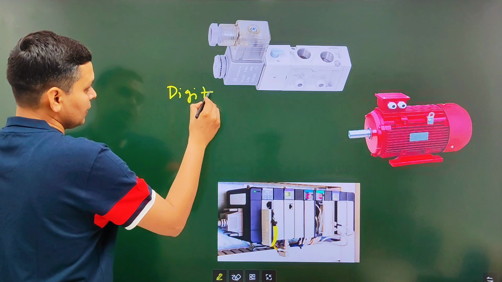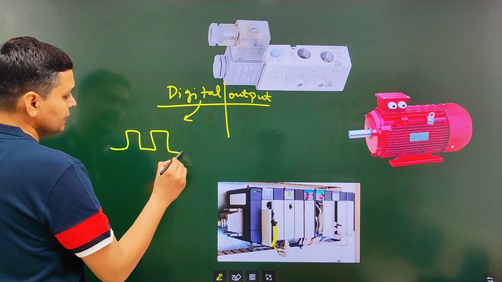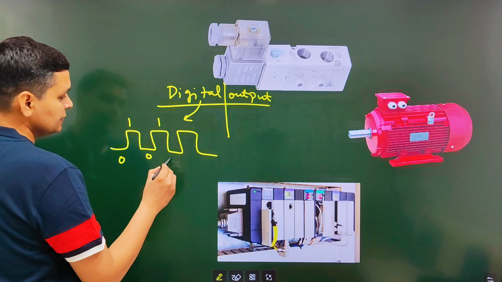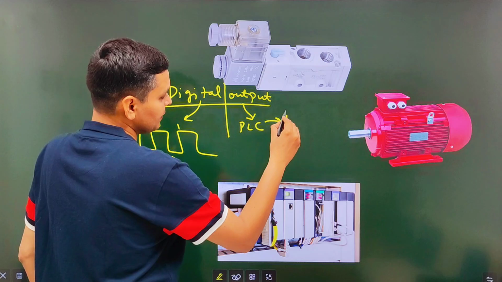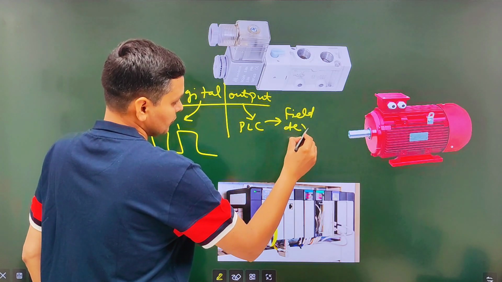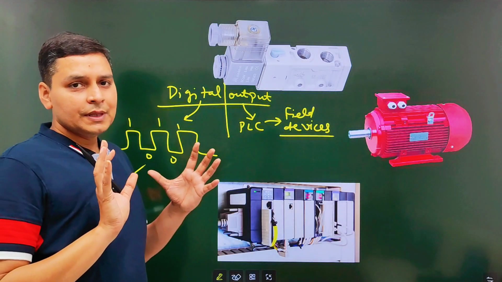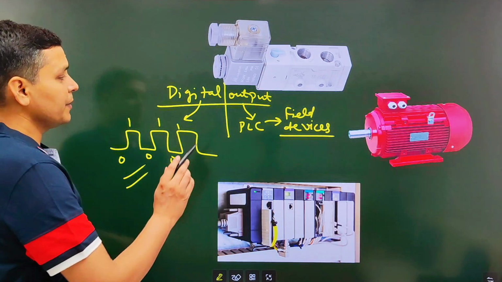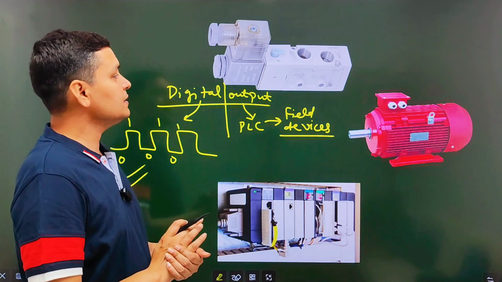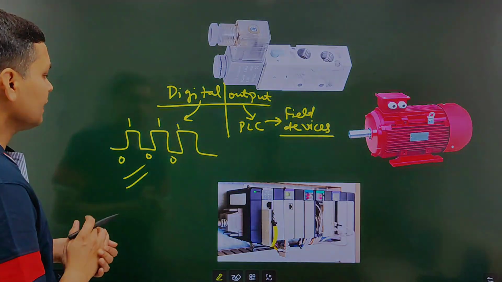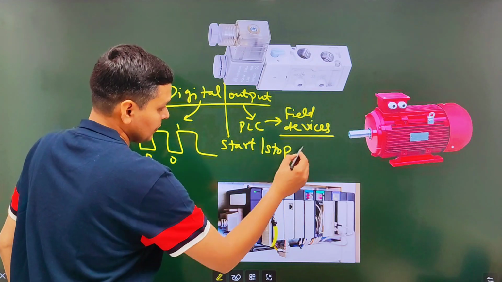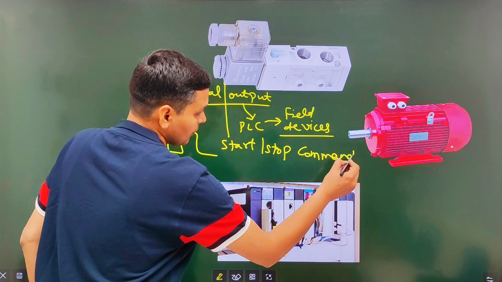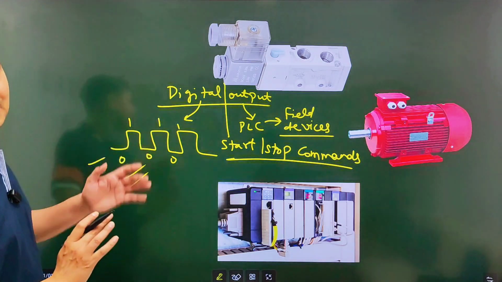Now friends, we will discuss the digital output signal. Digital output. These signals will be digital in nature: 0, 1, 0, 1, 0, 1. This type of signal, and output means from PLC to field devices. The commands that are given in this format from PLC to field devices are known as digital output signals. In this format means start and stop commands are known as digital output signals.